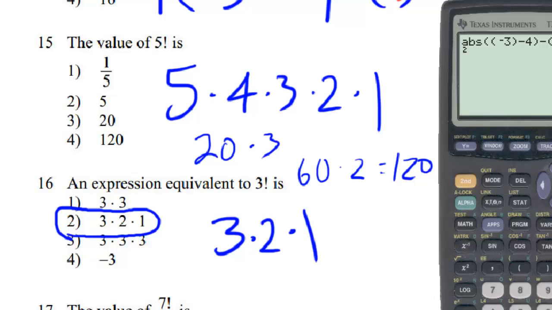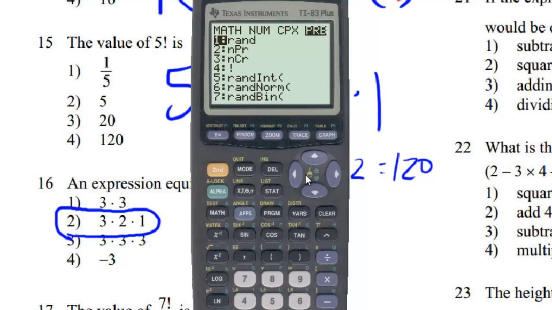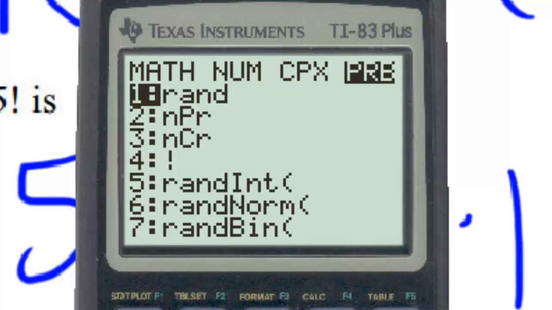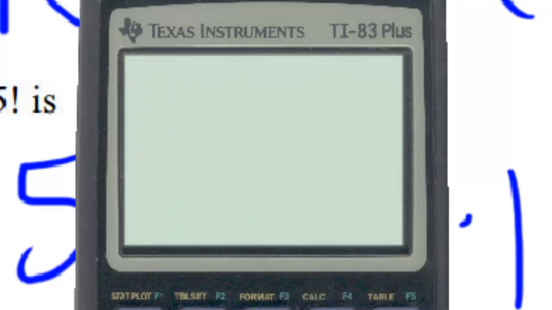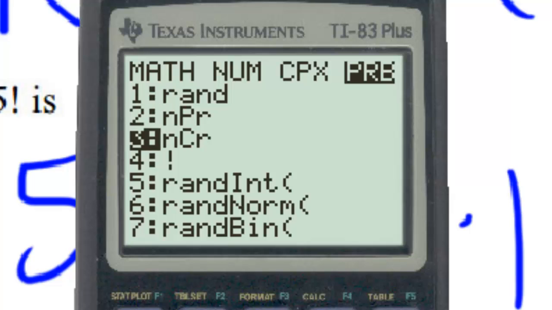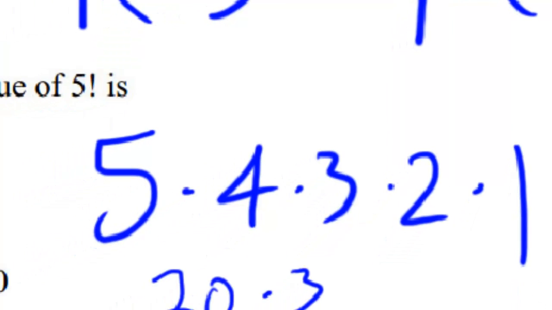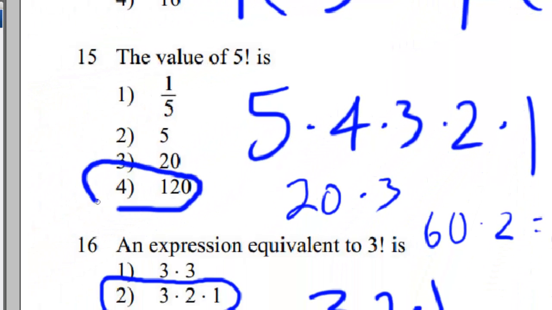Another way to write that pretty easily is simply clicking on math and then going to the left or 2 to the right. And if we go down, we see that we've got on option number 4 that exclamation point, the factorial sign. So if I write 5, math, go over to the PRB for probability, and then go down to the number 4 factorial sign, and I press enter, we get a little something that looks like this. And if we press enter, we can see that it gives us the answer 120. So when we go back to this problem, I can see that the answer to number 15 is option number 4, 120.